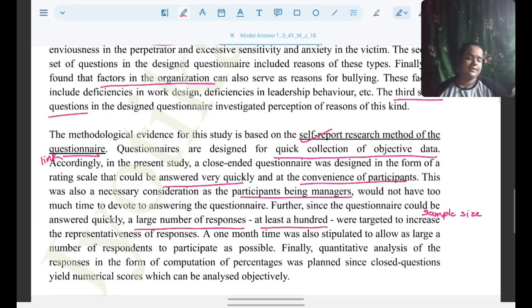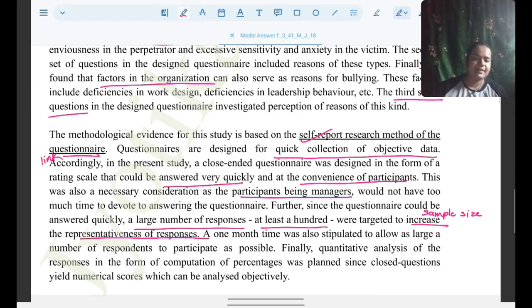So when I've said that I would like at least 100 managers to respond, why is that? Because a large number of responses would increase the representativeness of responses. We know that the larger the sample, the more representative of the whole population it is. So if a lot of managers answer my questionnaires, then I get a good representation of all the managers of the country or whichever population I am targeting. So to increase representativeness, I included at least 100 responses.